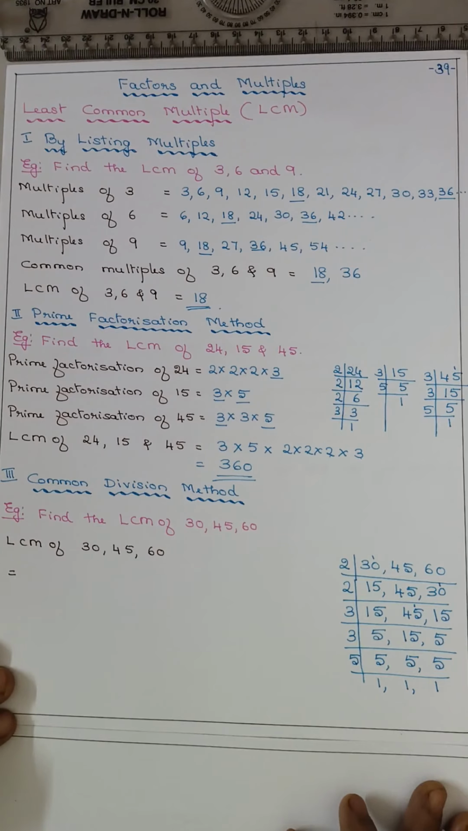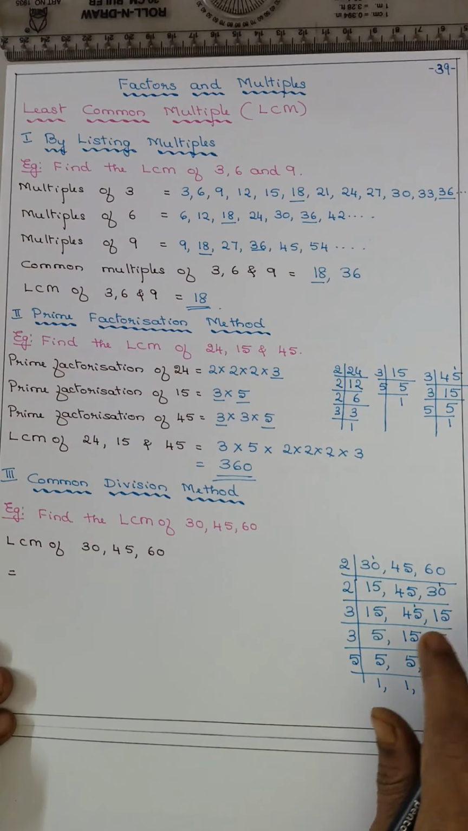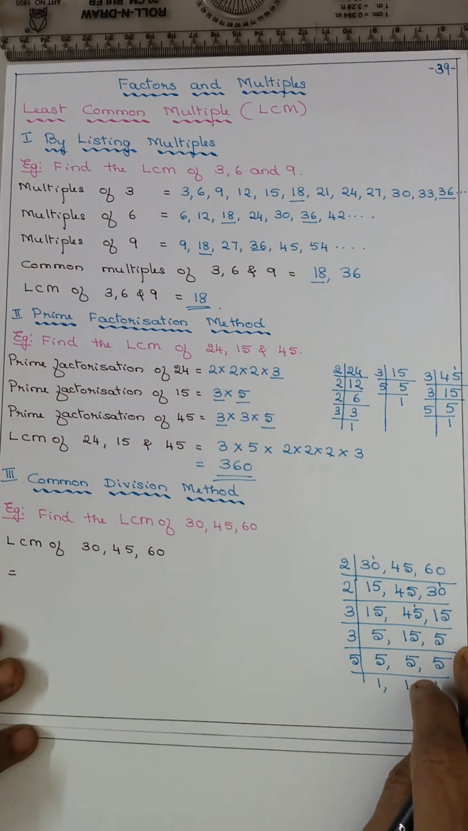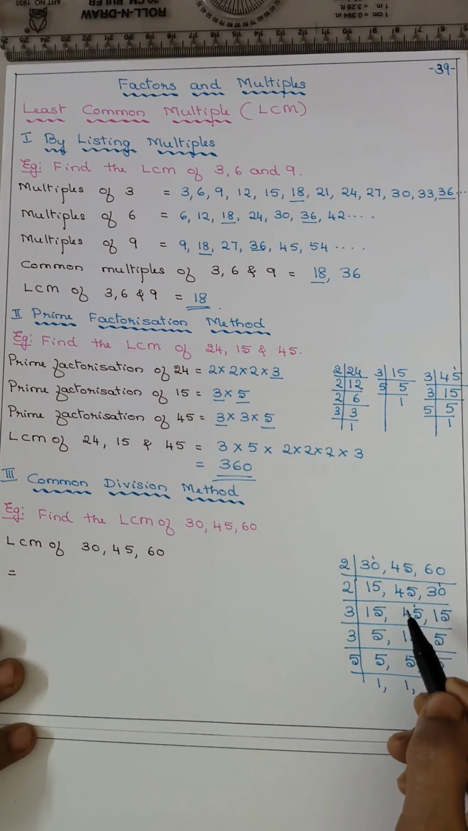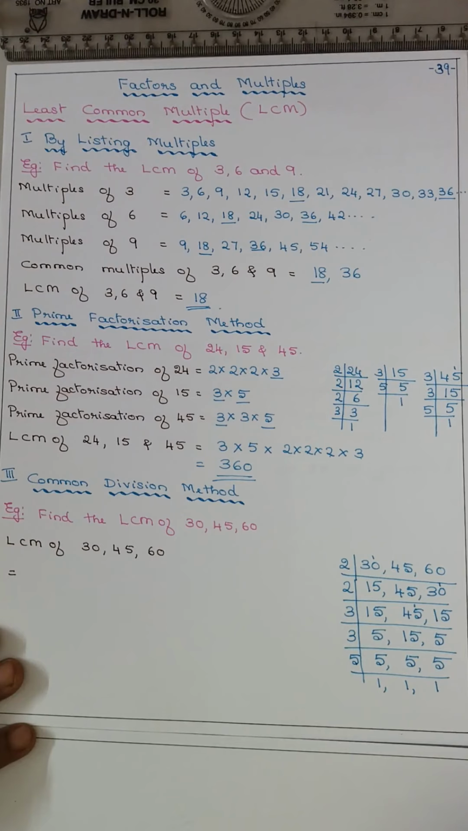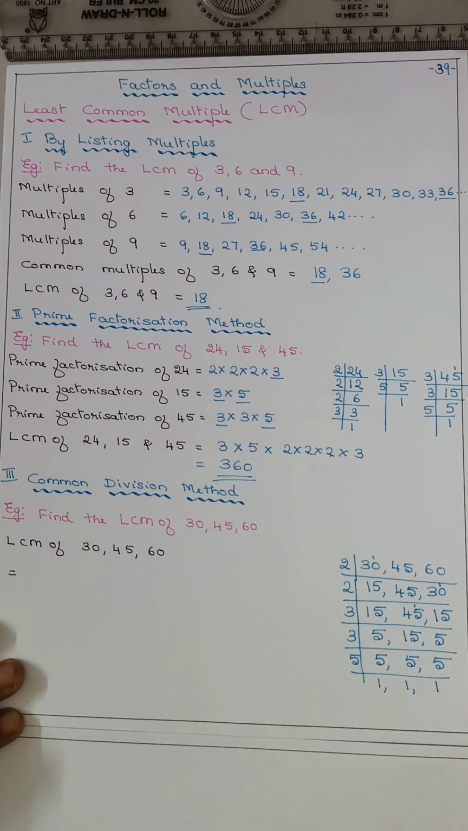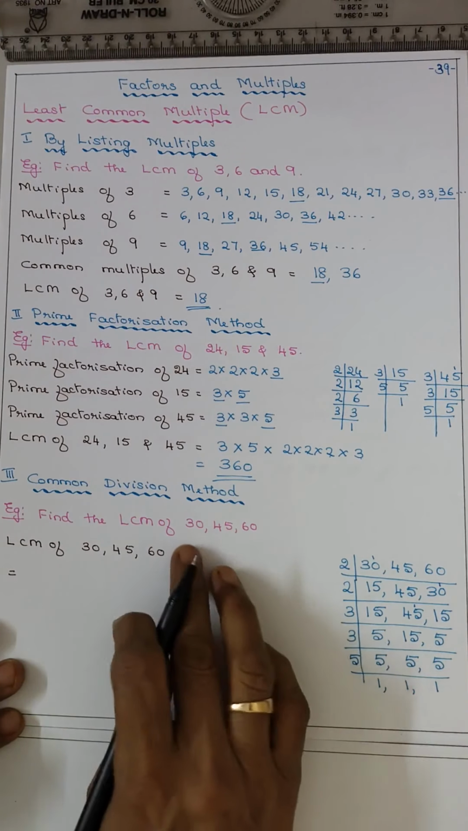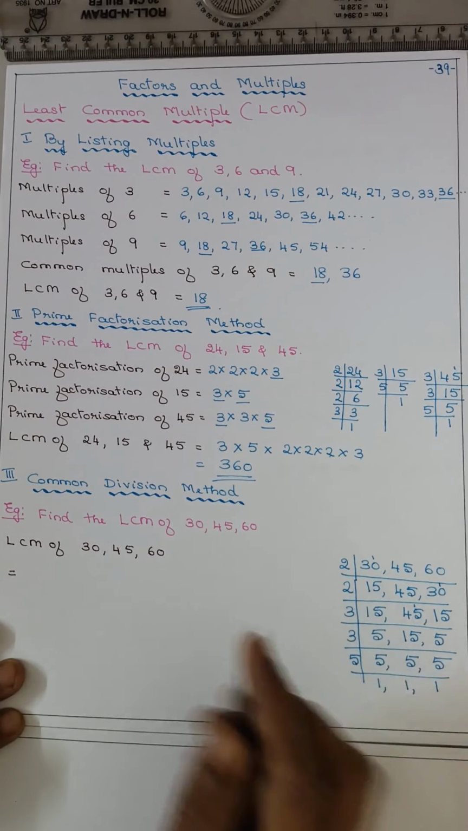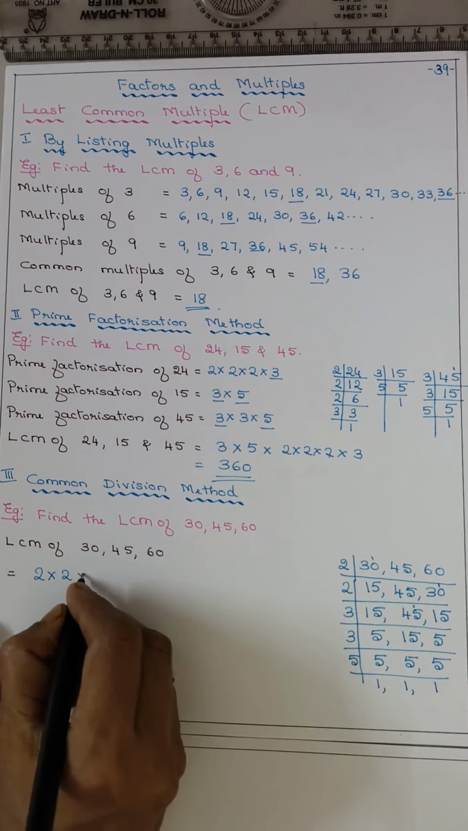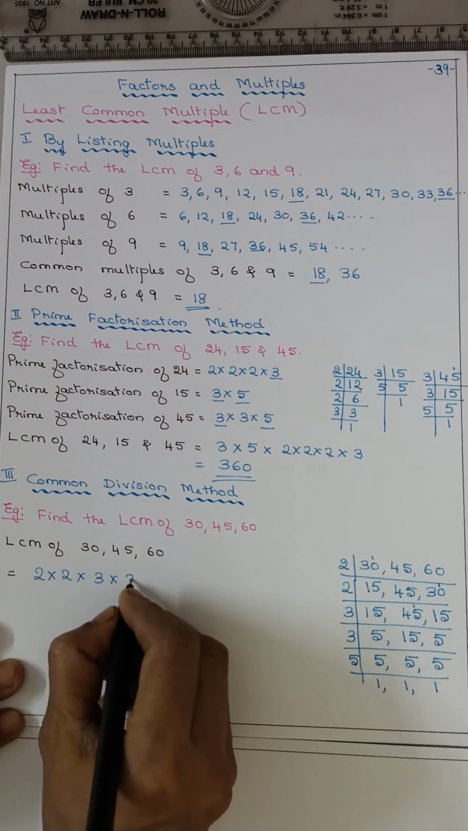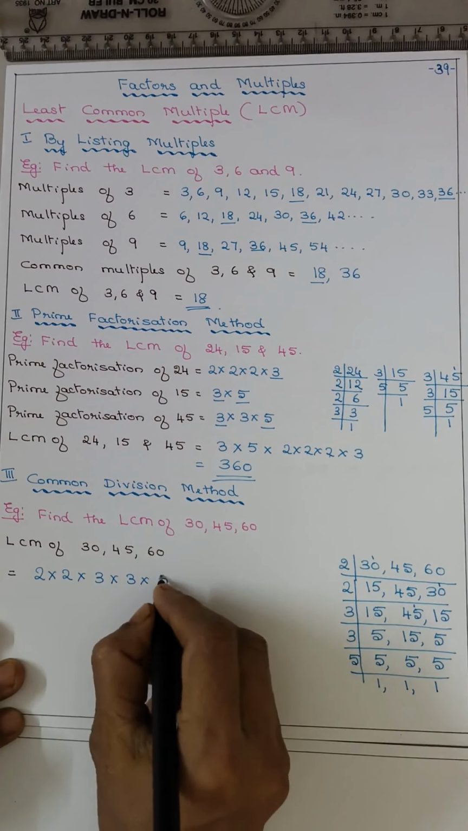Hope you understood. तीनों नंबर को एक साथ लिखकर फिर प्राइम फैक्टराइजेशन के जैसे ही डिवाइड करते जाने का है, लेकिन जो नंबर डिविजिबल नहीं होता है तो उसको वैसे का वैसे ही लिखने का है. नेक्स्ट स्टेप में वो डिवाइड होगा. ठीक है. सो 2, 3 and 5. So LCM of 30, 45 and 60. 2 times 2, 2 times 3 and 1 time 5.